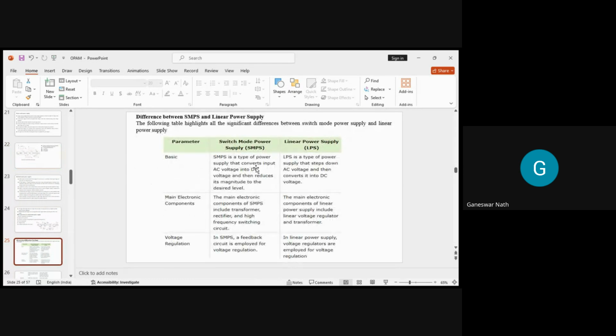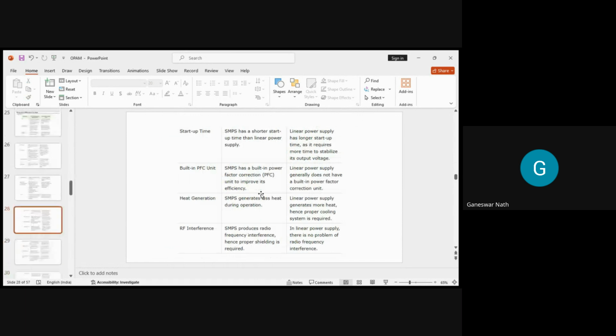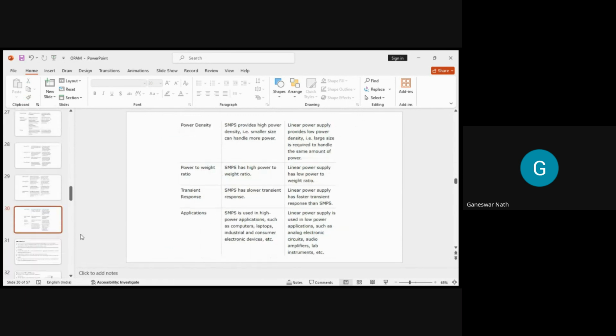I can go to the comparison part. I have put it in a tabular form. These are the parameters for the switching mode power supply, SMPS, and also the linear power supply. You can go through these 3 to 4 slides, where I have written the comparison between the SMPS and the linear mode power supply. I'll not go through this; you can read the things here.